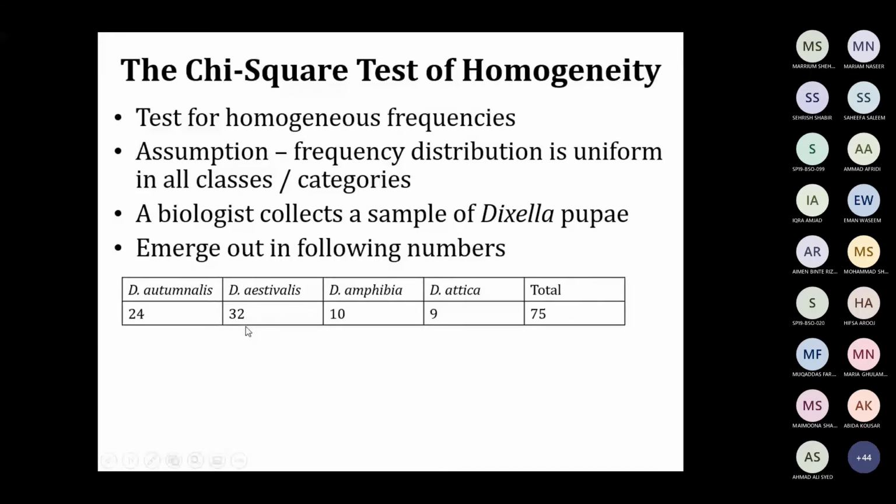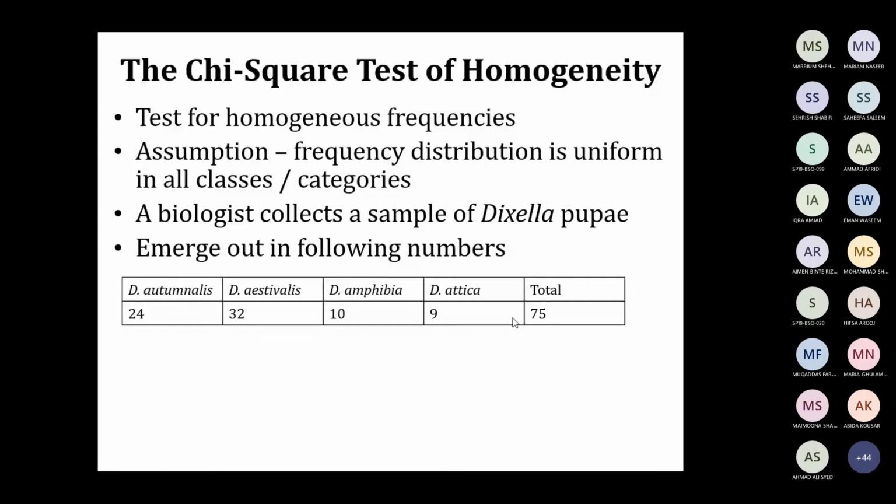So the biologist collected a total of 75 pupae, right? And out of these 75 pupae, the 4 species of Dixella emerged in these numbers. So these are their frequencies. The frequency of Dixella autumnalis is 24, the frequency of Dixella estivalis is 32, the frequency of Dixella amphibia is 10, and the frequency of Dixella erica is 9. So unless and until you have an idea about their distribution, what do you have to suppose? Anyone?